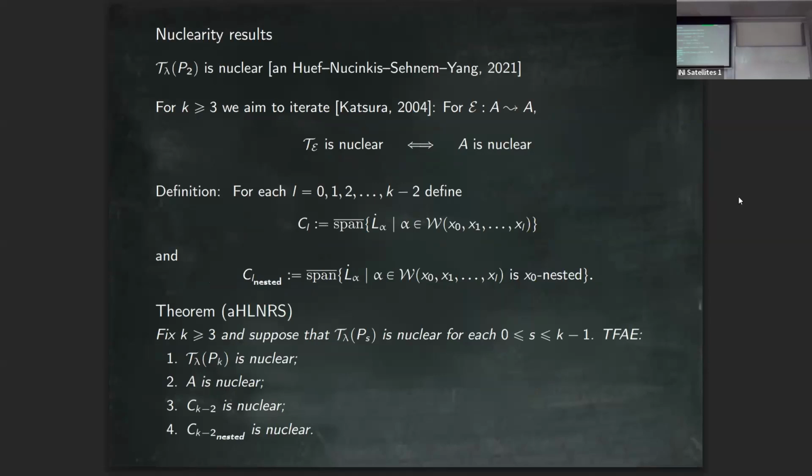And then what we aim to do is to iterate the result of Katsura that says that if A is nuclear, then T lambda is nuclear. By the way, I should say that we know from the work of Astrid, Rita, Camila, and Lillian, this is the ABCD theorem, that T lambda P2 is nuclear. They studied that in 2021 and proved that by very different methods. So we need to do that.